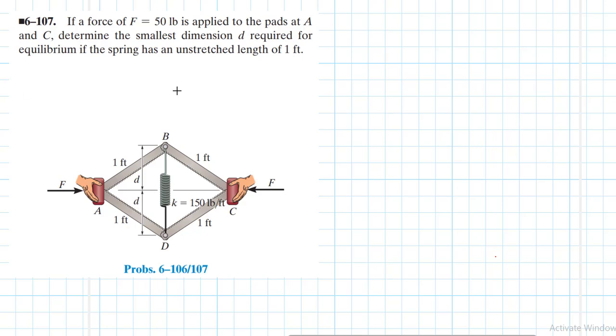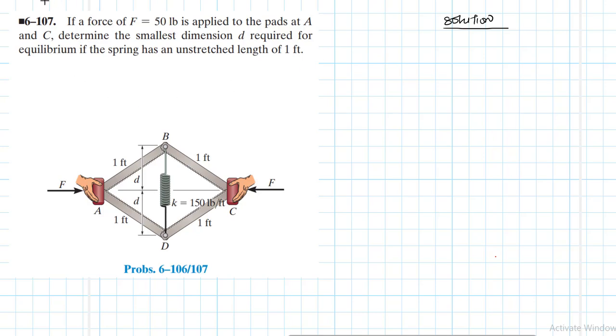The problem reads: if a force F equal to 50 pounds is applied to the pads at A and C, determine the smallest dimension D required for equilibrium if the spring has an unstretched length of 1 foot. This problem is coming from the Engineering Mechanics and Statics textbook, 13th edition by R.C.